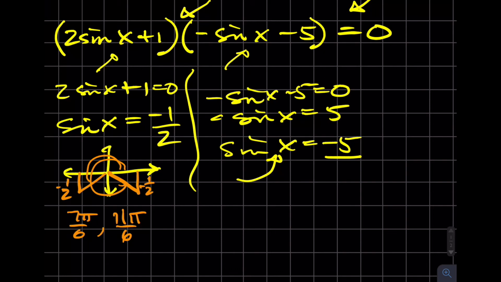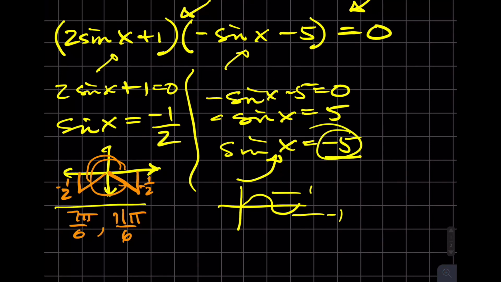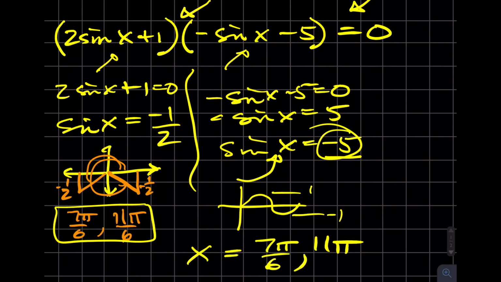Because remember, if we look at the graph of the sine function, sine is restricted in its range to be between negative 1 and 1. So I can't get a negative 5. So my only answers for x are those two. So x equals 7 pi over 6 and 11 pi over 6. So that's that guy.